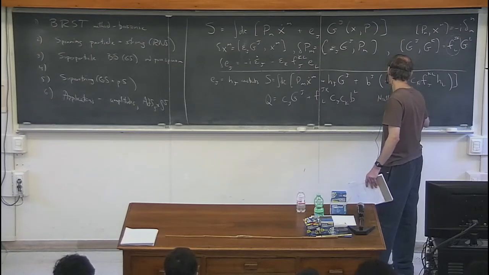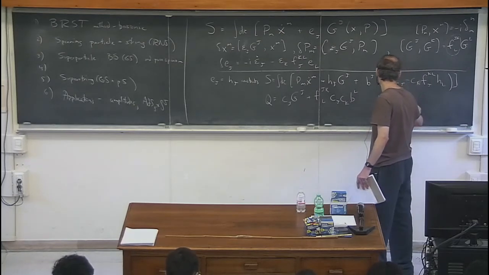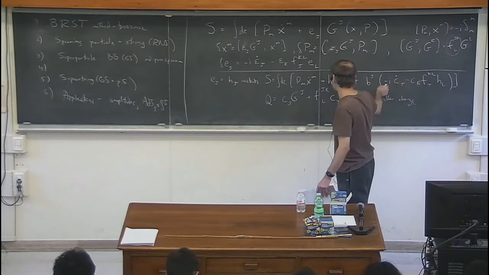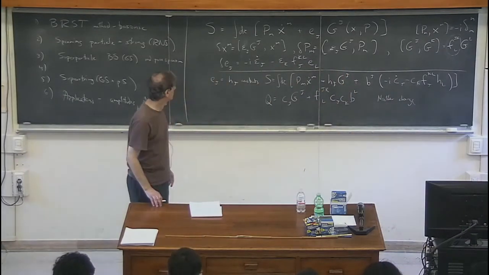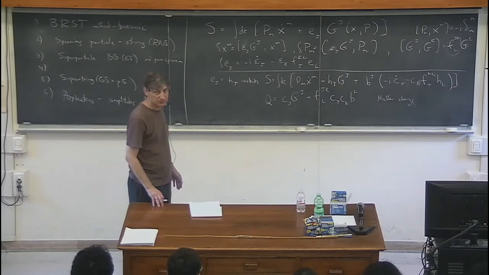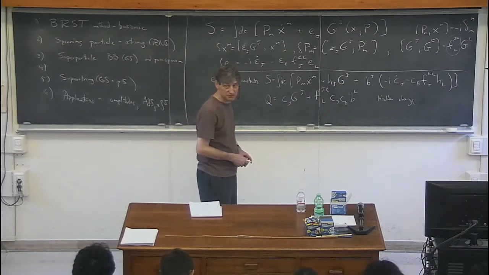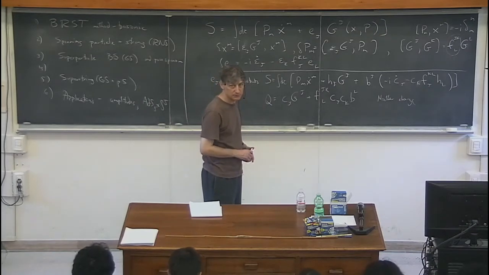And of course this is anti-commuting because these ghosts are anti-commuting. So this is the general BRST method for quantization. Of course, you can now consider specific cases. So are there any questions?